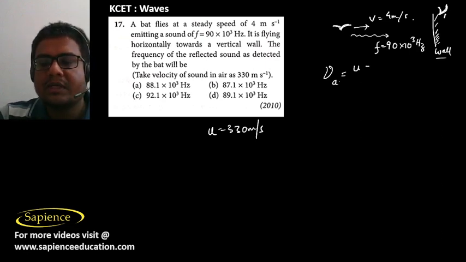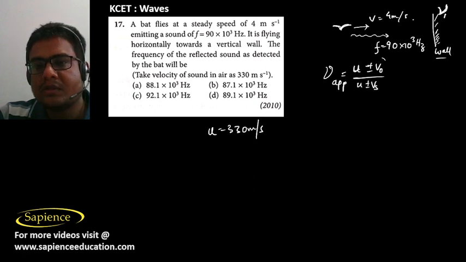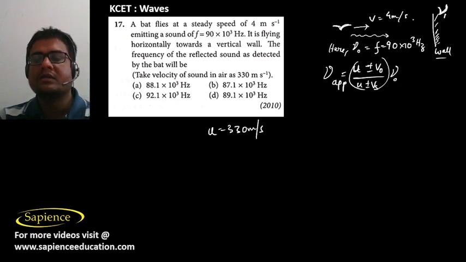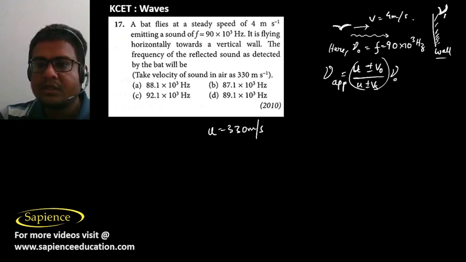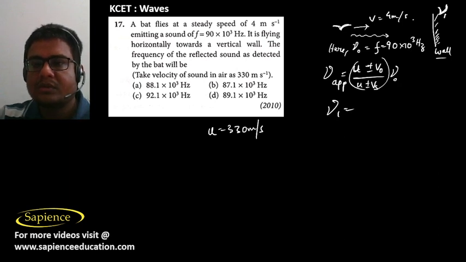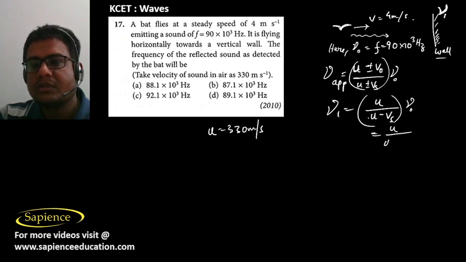So actually we know that by using the rule of Doppler effect, the apparent frequency is given as (u ± v₀)/(u ± vₛ) into actual frequency ν₀. Now here the actual frequency ν₀ is given as f, which is 9 × 10³ hertz. And with respect to the wall, the observer is at rest and source is moving towards the observer. So it will be u by (u − vₛ) into ν₀. So that will be equal to u by (u − v) into f.